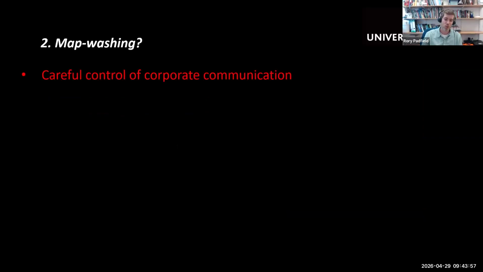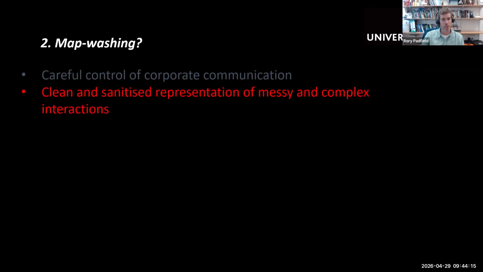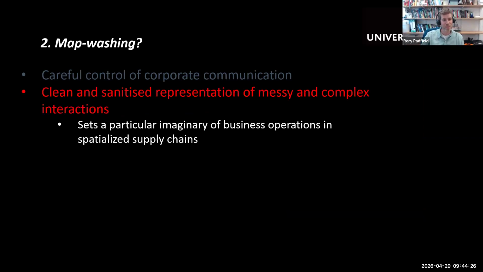And then finally, of course, I introduced this argument of map washing right at the beginning, and that's really where we're going with this, or certainly one of our contributions to knowledge. I think map washing could be used as a means to carefully control the corporate communication of what the company is doing. That clean and sanitized representation of messy and complex interactions is problematic and needs to be called out, I think. It sets particular imagery of business operations in these spatialized supply chains. The companies themselves can set that imagination for us.